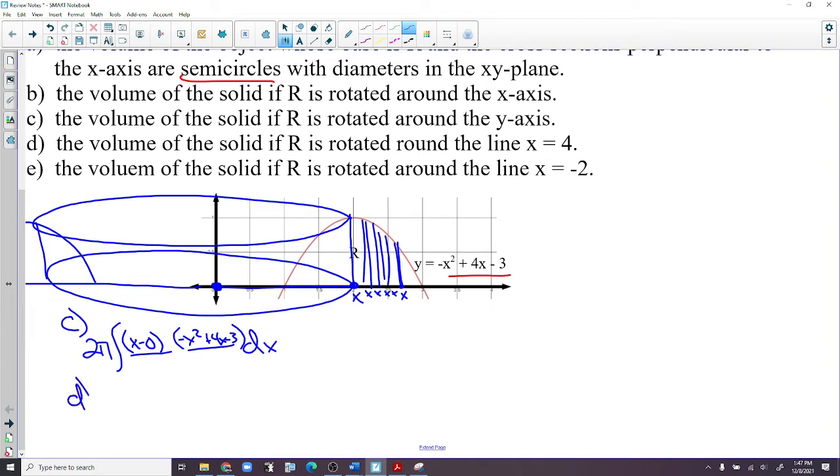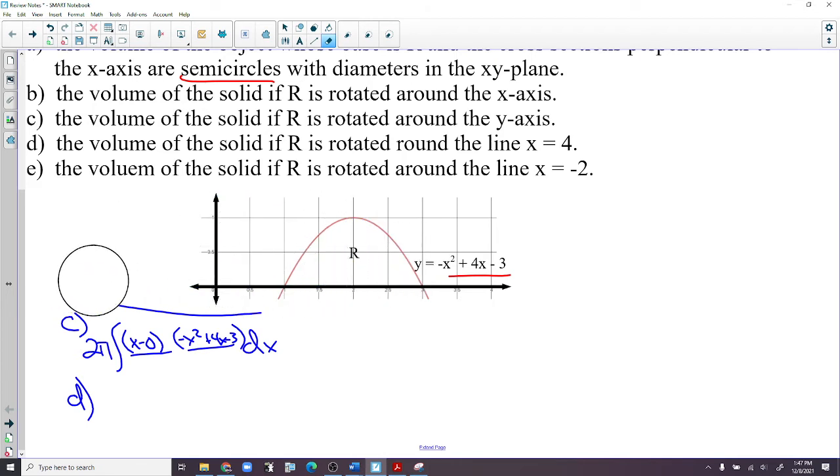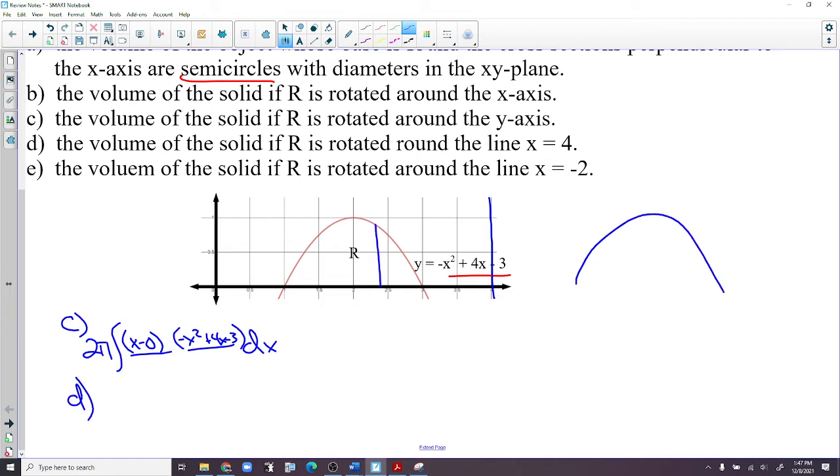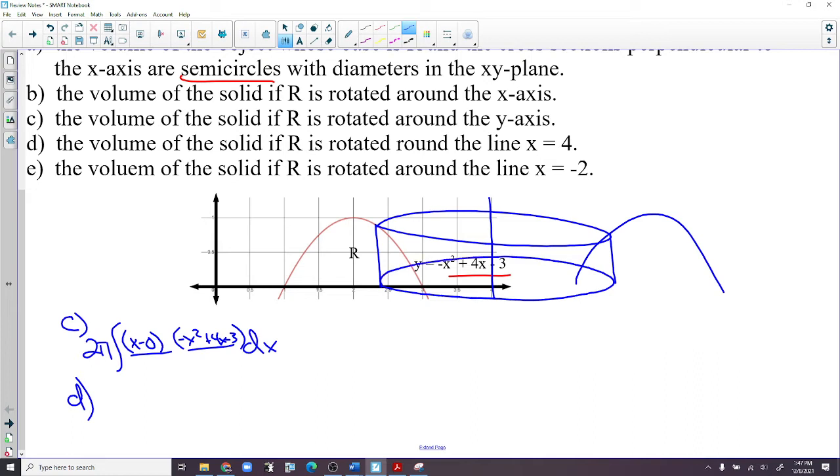All right, letter D. The volume of the solid if R is rotated around the line x equals 4. Everybody good here? I'm going to erase the diagram because it's going to get really messy. All right. Where x equals 4. So 3, 4 is right here. The halfway around would look something like that, I suppose. If we pick this x right here, that would rotate over here, like that. And there would be one shell. And we would add up an infinite amount of those shells. We would get the solid.